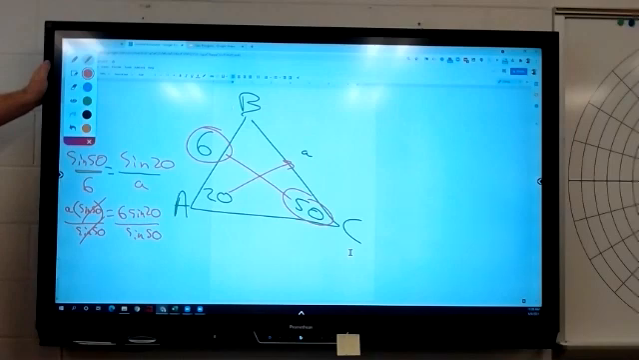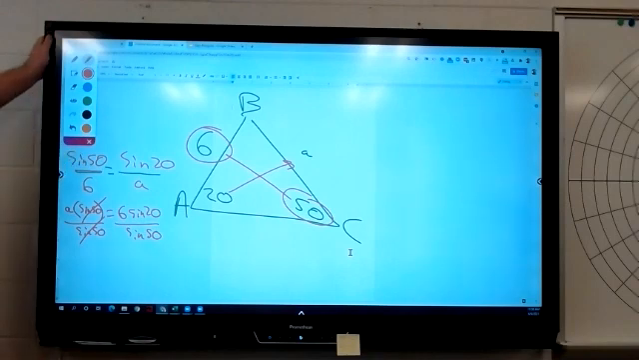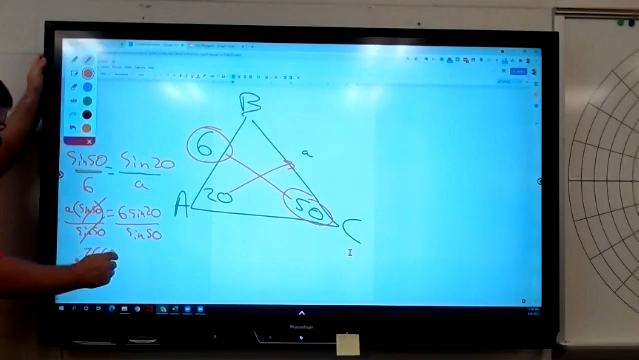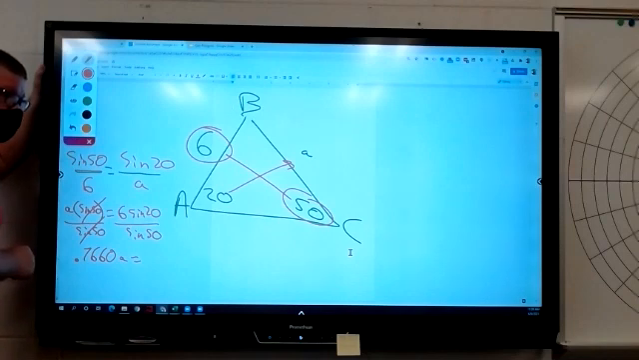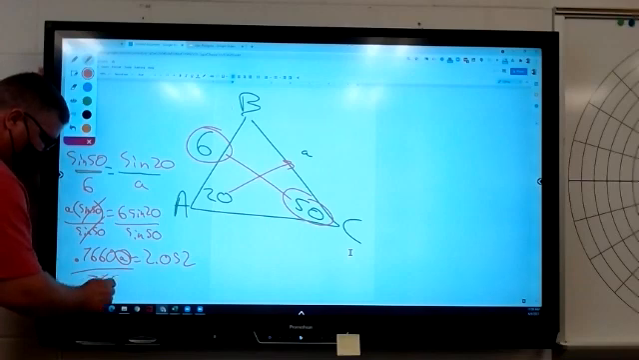Somebody have me an answer yet? Okay. Help me out here. What is sine of 50? Oh, okay. Sine of 50. Perfect. Equals. Now, what's sine of 20 times 6? Or 6 times sine of 20? 2.052. That sounds about right. Okay, so then how do I get A by itself? All I got to do is do what? Divide by 0.7660, right?